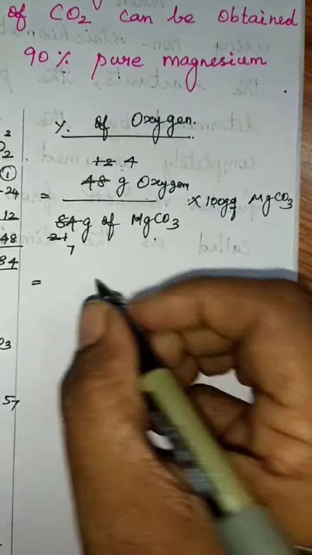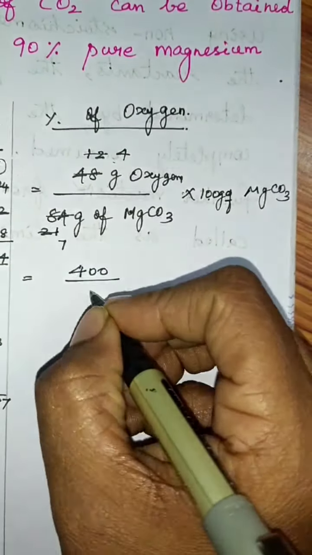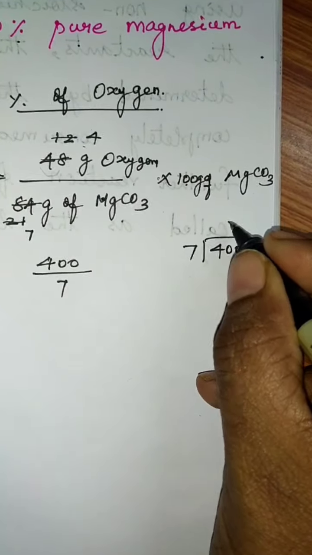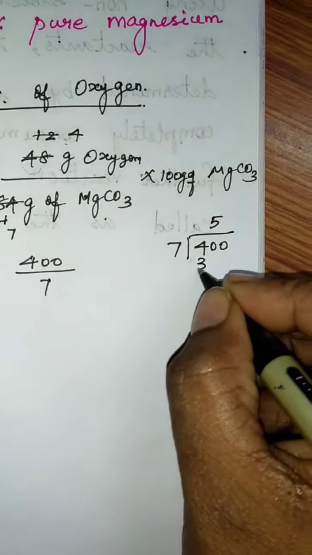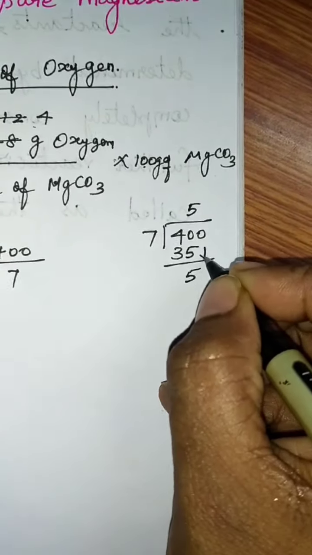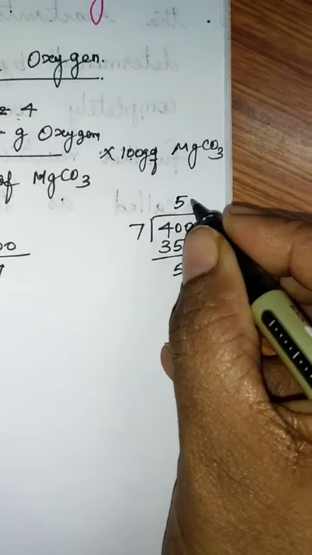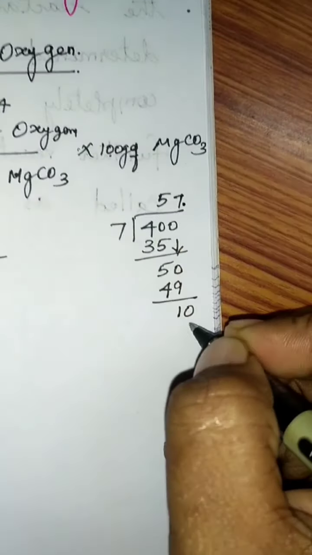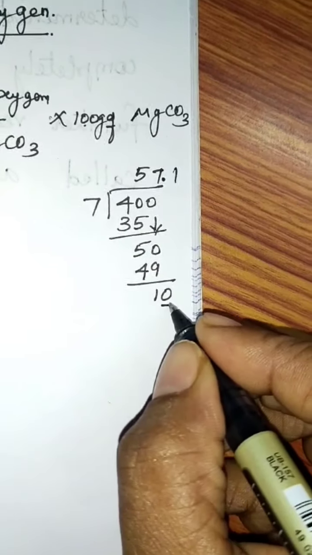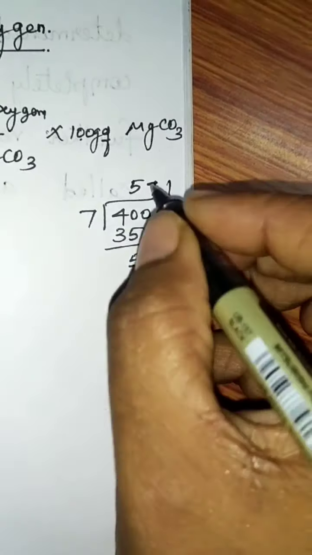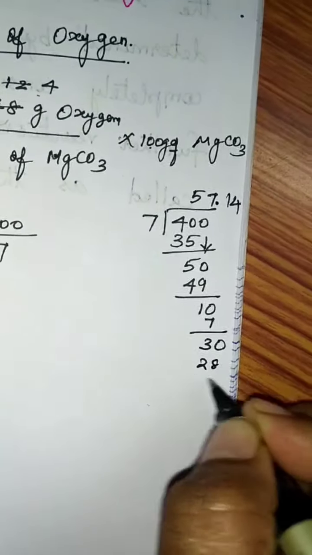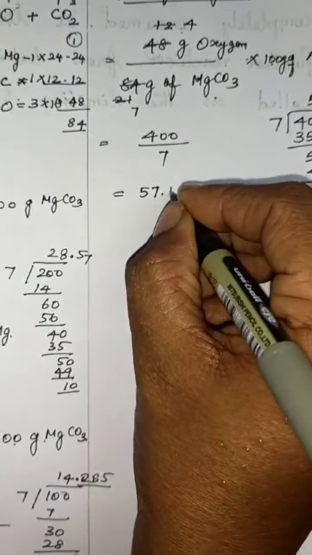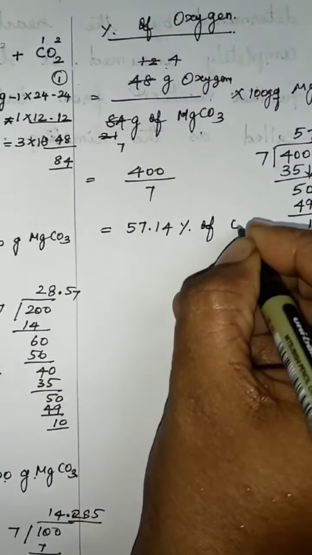Now 4 into 100, 400 divided by 7. 5 times 7 is 35, remaining 5, take this 0; 7 times 7 is 49, remaining 1, keep a point, add a 0; 1 times 7 is 7, remaining 3, add a 0; 4 times 7 is 28, remaining 2. It will be less than 5 only, so you take it as 57.14 percent of oxygen.